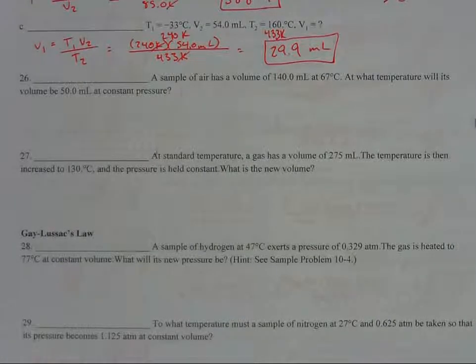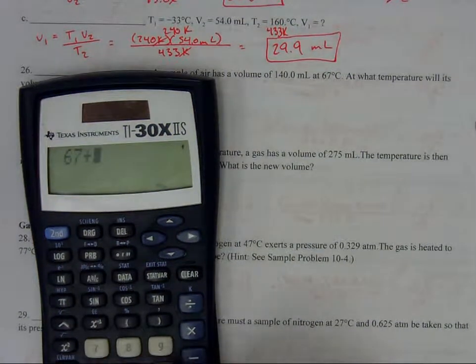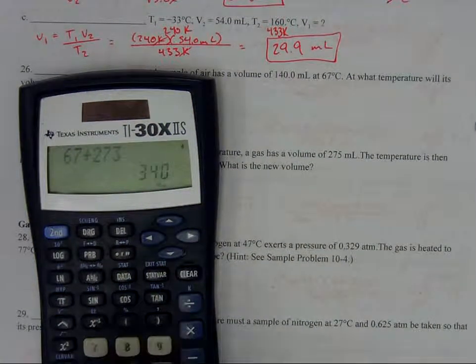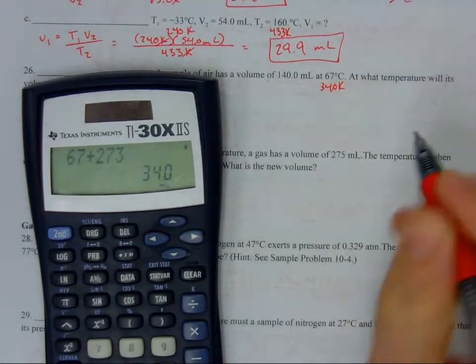26. A sample of air has a volume of 140 mL at 67 degrees Celsius. Well, we're using Charles' law. I don't want that in degrees Celsius, so 67 plus 273, that's 340 K.